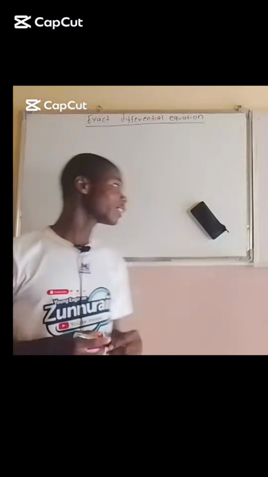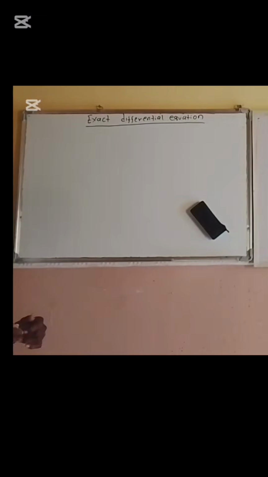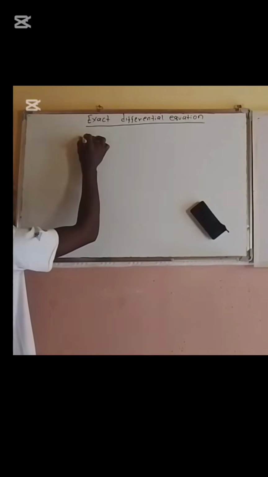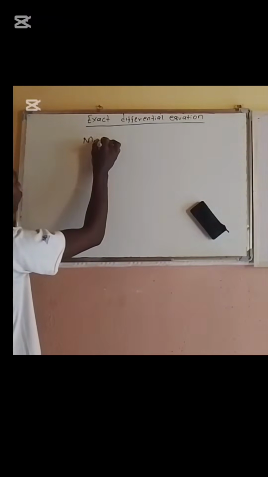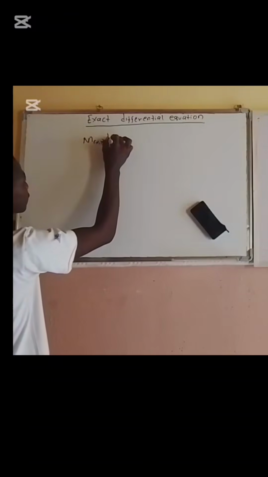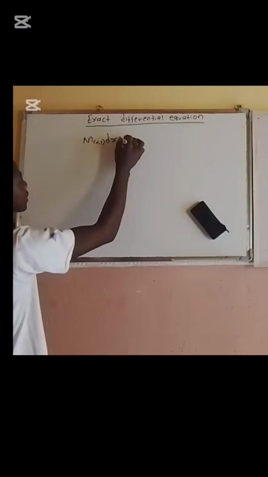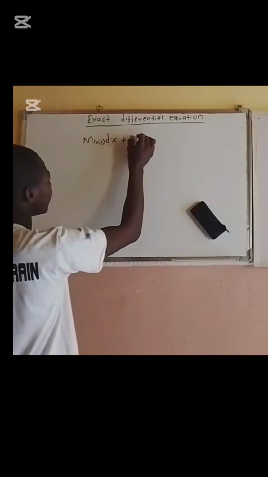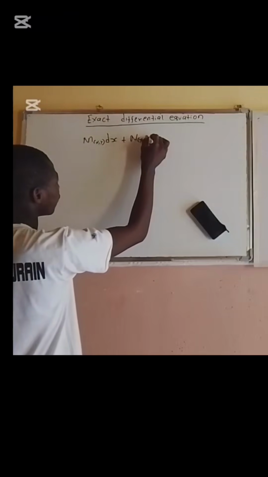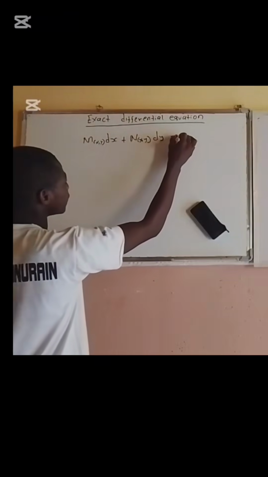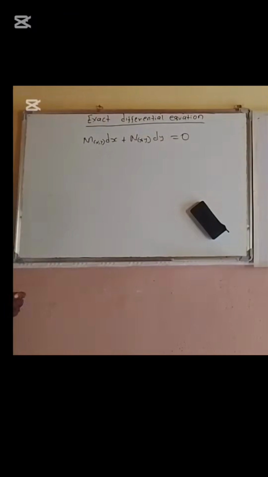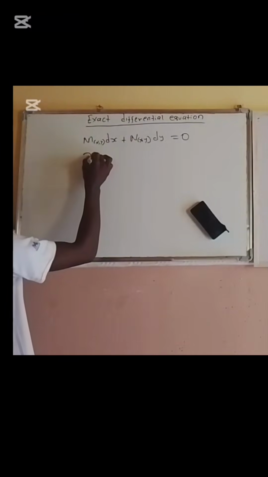Hello, good day viewers. In this tutorial we are going to see the exact differential equation. For any exact differential equation, the equation must be of the form M(x, y) dx + N(x, y) dy = 0. For an equation to be exact, this is the same thing as what?